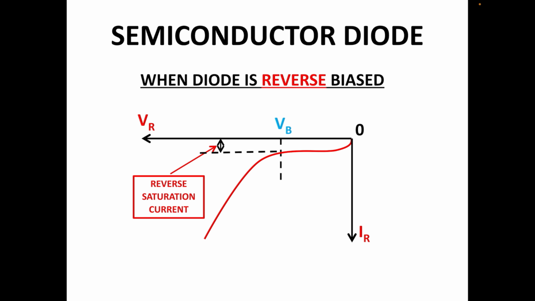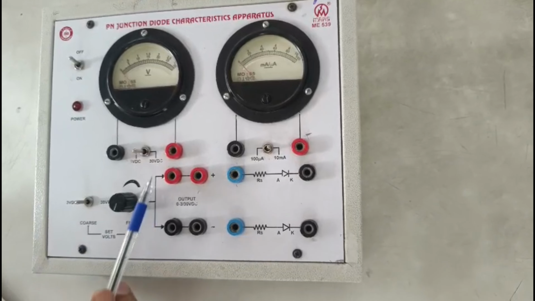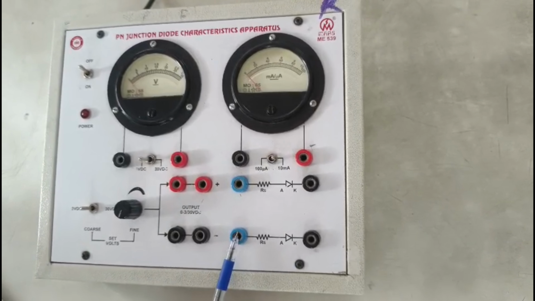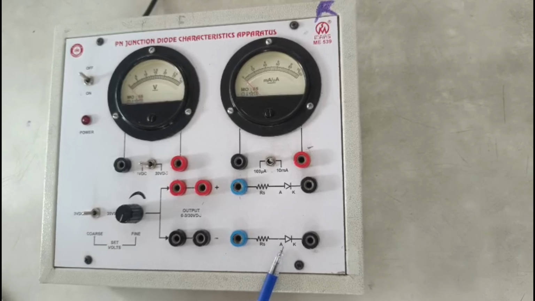The reverse bias voltage at which the reverse current starts suddenly rising is called breakdown voltage of the diode, and it is denoted by capital V with subscript B. Let me introduce the apparatus. This is battery. This is PN junction diode, before which a series resistance RS has been connected.